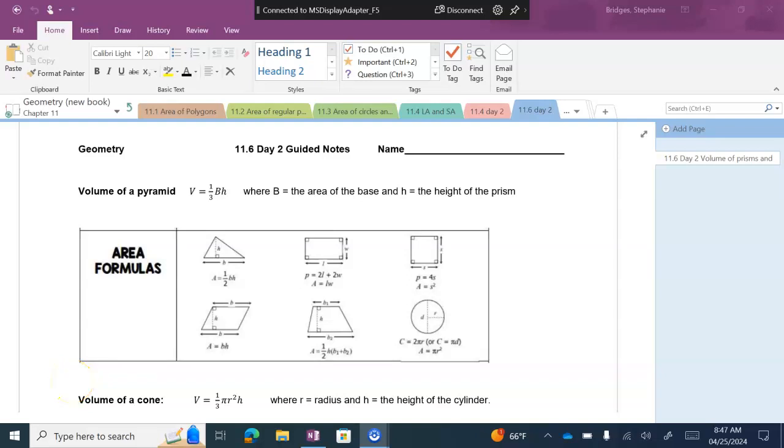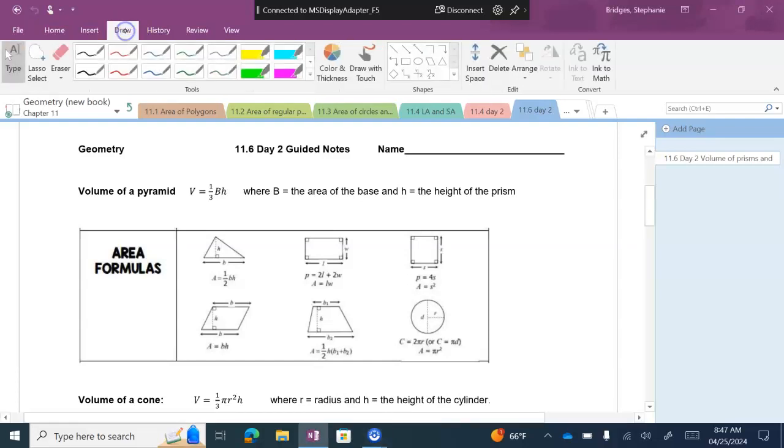Okay, so remember the difference between a pyramid and a prism. A prism has two bases. A pyramid has one and comes to a point. Our formula is going to be slightly different for volume of a pyramid. If you look at the top, it has your formula there. For a pyramid, the volume equals 1/3 big B times H.